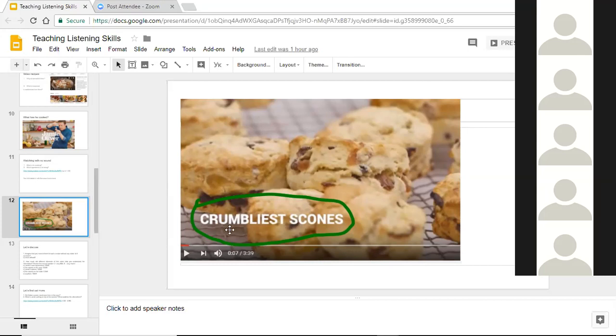So these words, is it something that he said? Or is it extra information as a text? Can you see the picture? Crumbled scones. Is it what he is saying at the moment? Is it the name of the dish? Yes, that's the name of the dish.